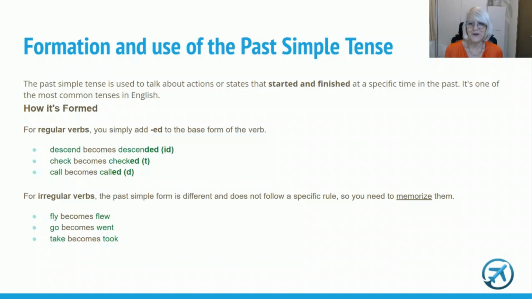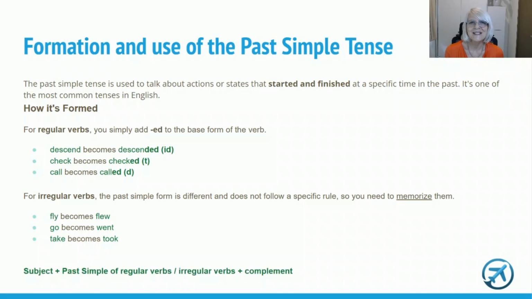For irregular verbs, the past simple form is different and does not follow a specific rule. So you need to memorize all of them. Fly becomes flew, go becomes went, and take becomes took. If you haven't started memorizing your irregular verbs related to aviation, I suggest you get started today.